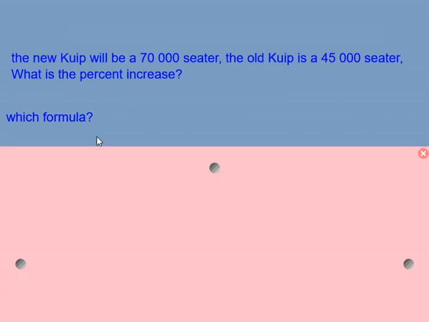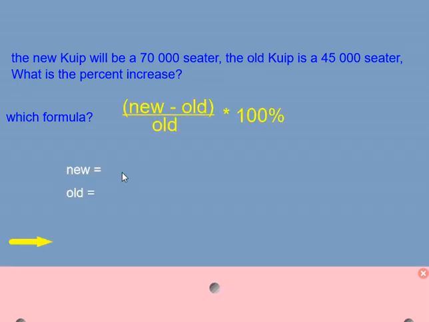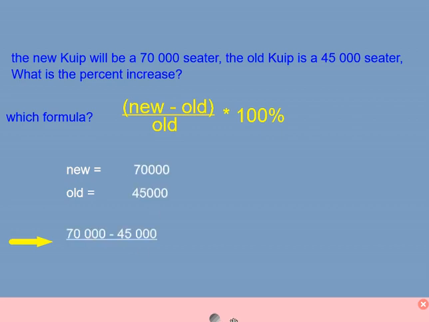The new stadium will be a 70,000 seater, the old one 45,000. What's the percent increase? Again, you have a time lapse, the new one and the old one, so you use new minus old divided by old. New is 70,000, old is 45,000. Just to calculate it, put this in brackets to be sure, times 100%, and the answer is 55.56.